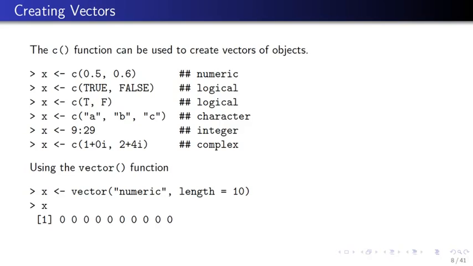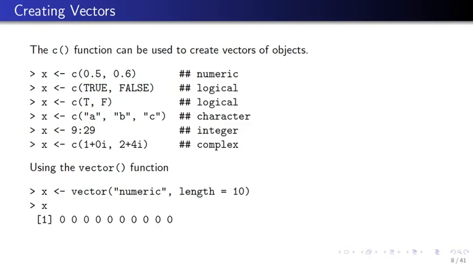In the second example here, I've got a logical vector where I'm concatenating TRUE and FALSE. As shorthand for TRUE and FALSE, you can use T and F, capital T and capital F. So these two lines give you the same object. You can create a character vector by concatenating a bunch of characters. You can create an integer vector by creating a sequence with the colon operator. And you can also create a vector of complex numbers where the i is a special symbol which indicates the imaginary part of the complex number.